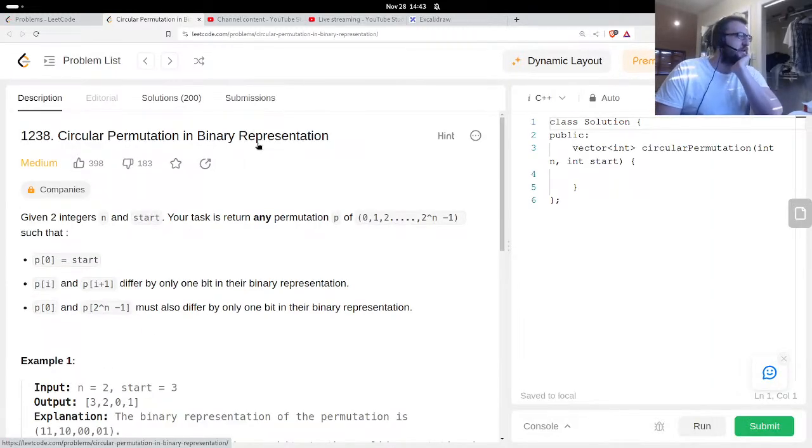Circular permutation and binary representation. Given two integers n and start, your task is to return any permutation p of 0 to 2 to the n minus 1, such that p of 0 is start, and p of i and p of i plus 1 differ by only one bit in their binary representation. P of 0 and p of 2 to the n minus 1 must also differ by only one bit in their binary representation.